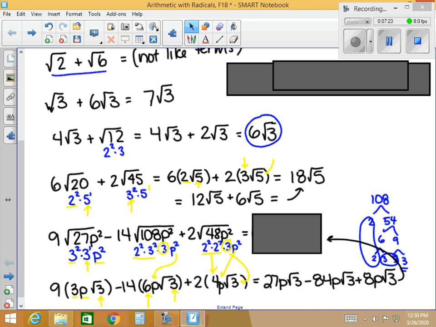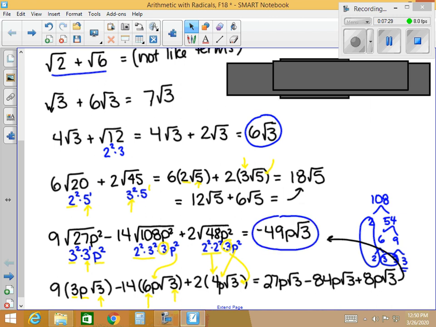And then when we combine our like terms, 27 minus 84 plus 8 leaves us with a negative 49, and the p and the square root of 3. Okay, there in the blue circle, we went in a big circle there.